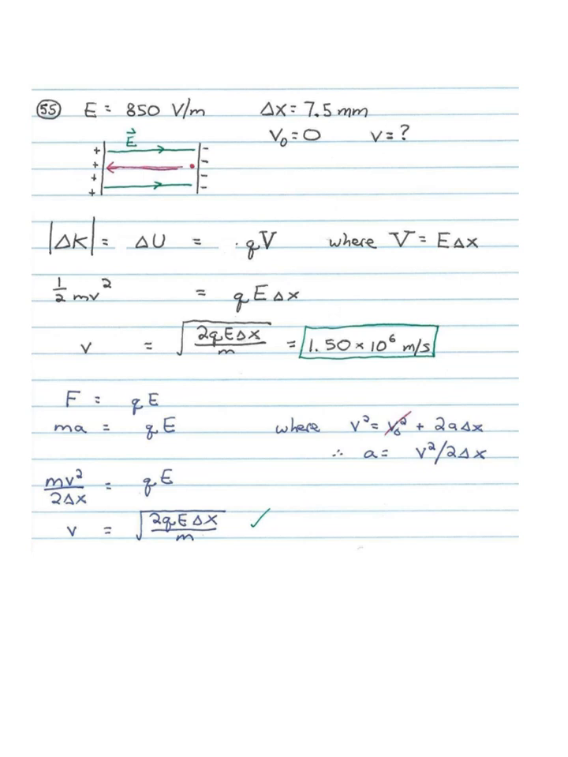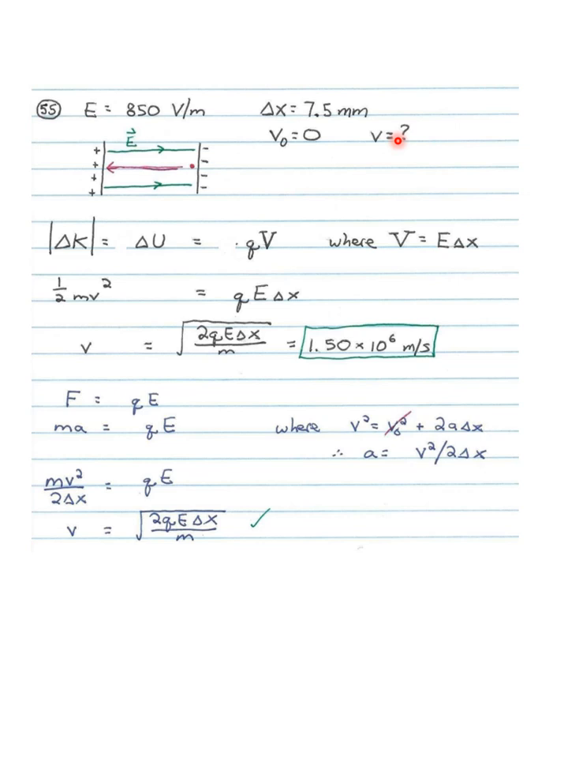Number 55, a pair of parallel plates produces an electric field of 850 volts per meter. An electron is released at rest from the negative plate. How fast is it moving when it hits the positive plate, 7.5 millimeters away? Here I've drawn a picture of the electric field lines going from left to right, positive to negative. So our electron is going to speed up going from right to left. It's starting at rest, V naught equals 0. What is the final V?